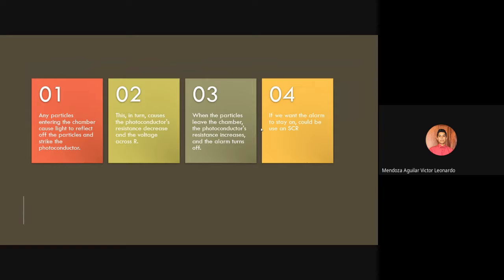These are the steps showing how the circuit functions. Number two, this in turn causes the photoconductor's resistance to decrease and the voltage across R to rise. Number three, when the particles leave the chamber, the photoconductor resistance increases and the alarm turns off. Number four, if we want the alarm to stay on, an SCR could be used.